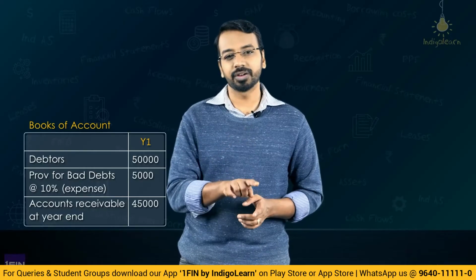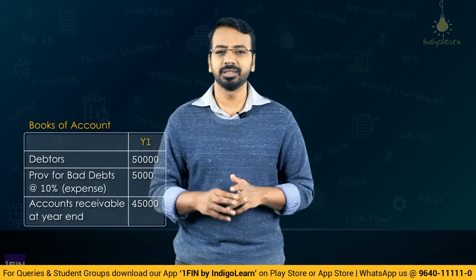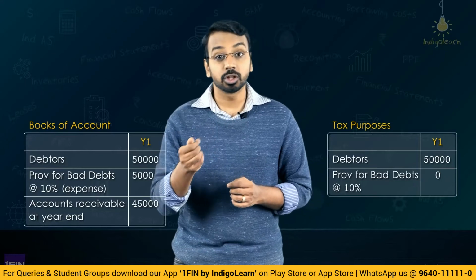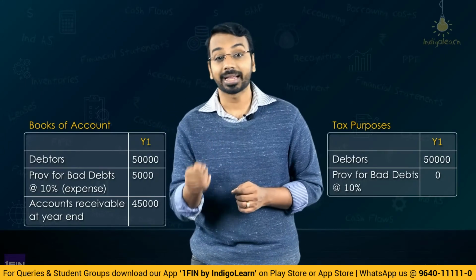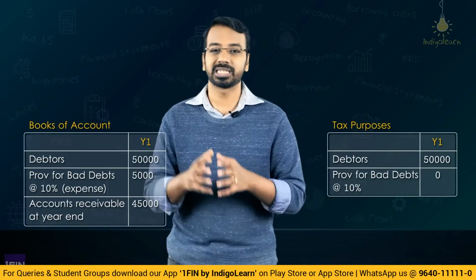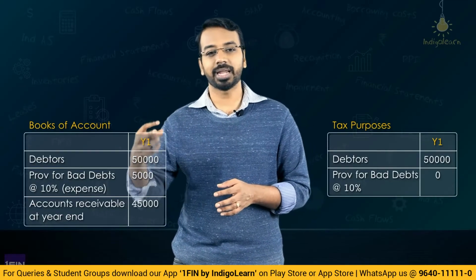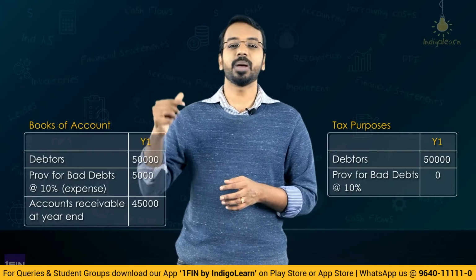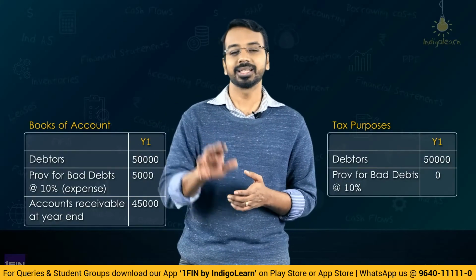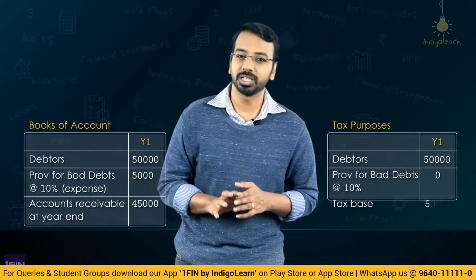Now think of it, what should be the tax base? Now, as far as the taxation is concerned, we do not get any deduction for provision for bad debts. We get deductions only for actual bad debts. So, what should be the tax base of this account receivable? See, as far as the taxation is concerned, the debtor's balance is 50,000. There is no deduction for provision for bad debts, and hence the tax base is 50,000 in total.